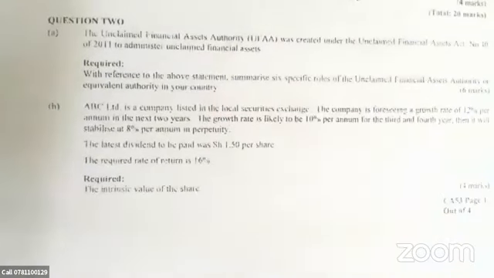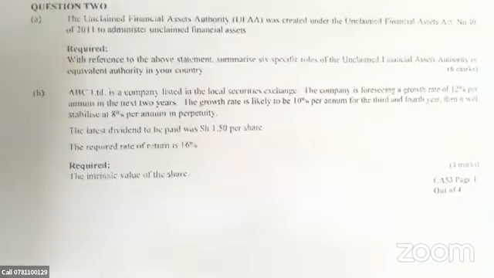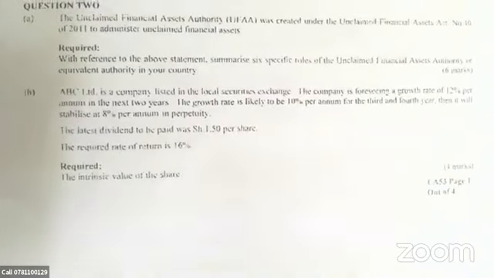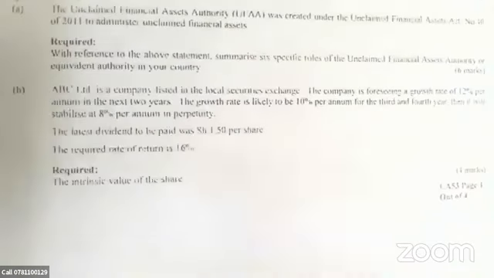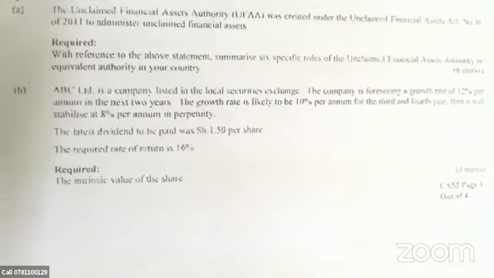So we are told that ABC Limited is a company listed on the local security exchange. The company is foreseeing a growth rate of 12% per annum in the next 2 years. The growth rate is likely to be 10% per annum for the third and the fourth year. Then it will stabilize at 8% per annum in perpetuity. The latest dividend to be paid was 1.5 per share. The required rate of return is 16%. Required: the intrinsic value of the share.